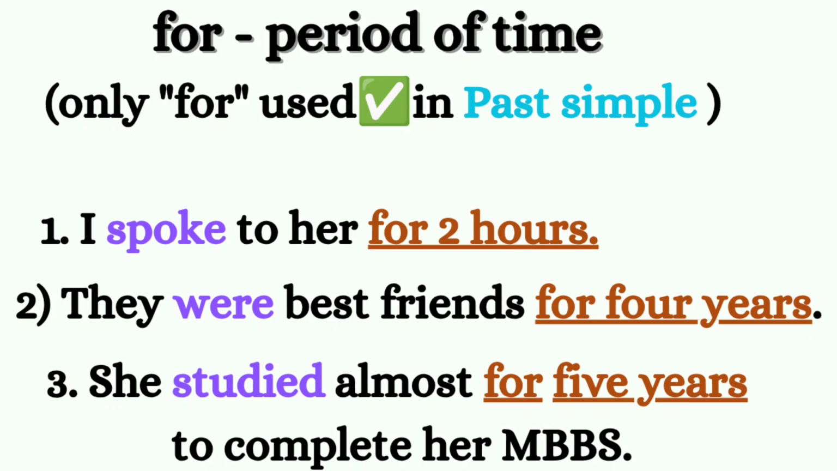So here I used for to emphasize the duration of an action. For 4 years, for 2 hours. She studied almost 5 years to complete her MBBS. In order to complete her MBBS, she spent around 5 years. She studied almost for 5 years. This is the duration of an action. So in past simple tense, we never use since.